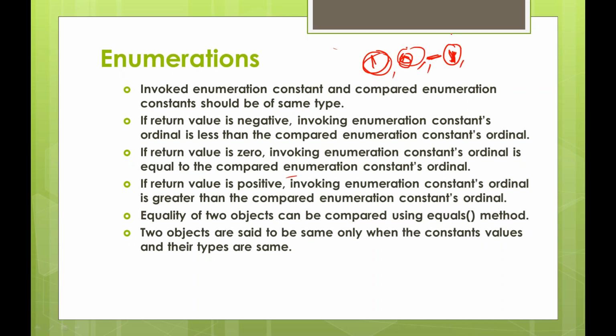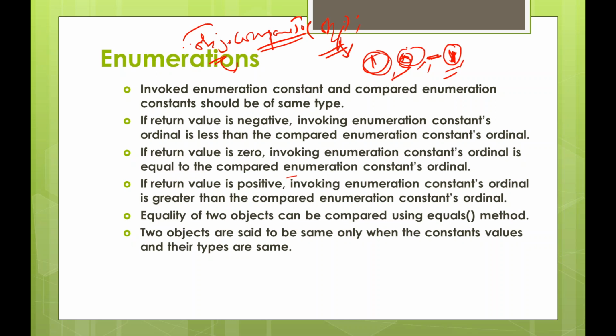Yeah, we'll be comparing with the positive and negative values only. The basic logic behind compareTo is that you will compare one value, whatever value you have, with this one. The two objects are there, right? Object 1 or constant 1 dot compareTo object 2. Don't get confused with the object meaning the class object. It is enumeration objects. The same logic holds good for your normal Java objects also.